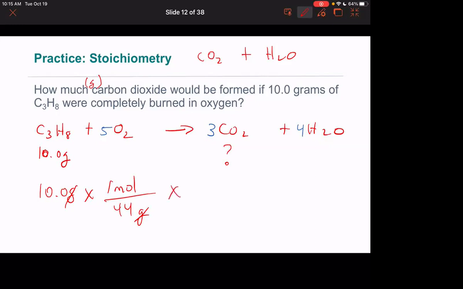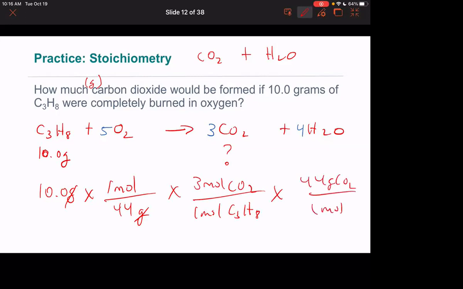Then I do my molar relationship. I say 3 moles of CO2 for every 1 mole of C3H8, and then times 44 grams of CO2 for every 1 mole. You can see we're multiplying by 44 and dividing by 44. So really the answer is just 30 times 3, right? The answer is going to be 30 grams.